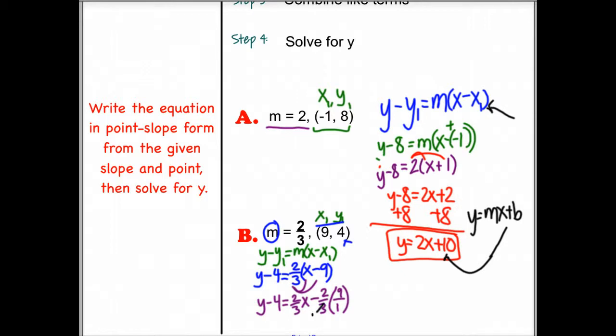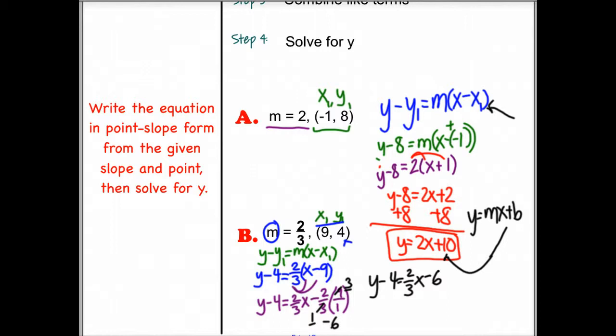This has a 1 in common and a 3. Because if we divide 3 and 9 each by 3, 3 divided by 3 is this one right here, and 9 divided by 3 is 3. So instead of 2/3 of 9, we have negative 2 times 3, which is that negative 6. So what we really have here is y minus 4 equals 2/3 x minus 6.